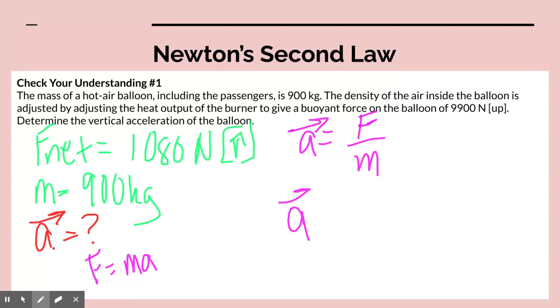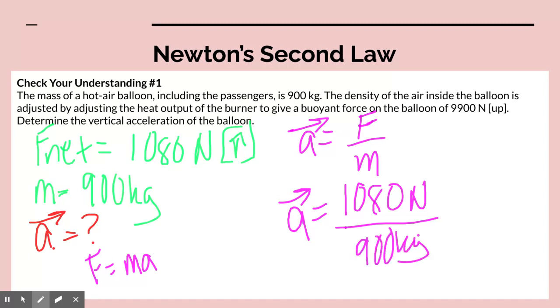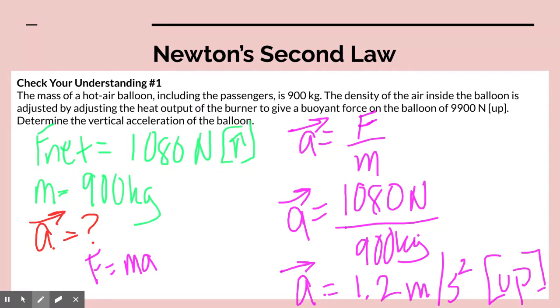Acceleration is equal to 1,080 newtons divided by 900 kilograms, and we are left with acceleration equaling 1.2 meters per second squared in the upwards direction.